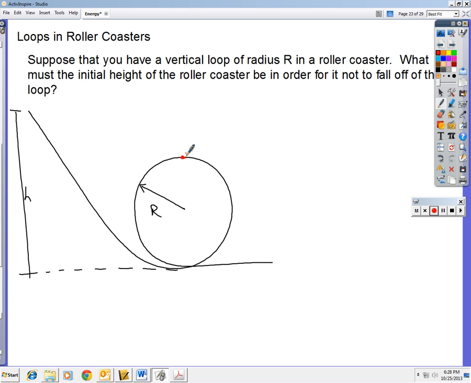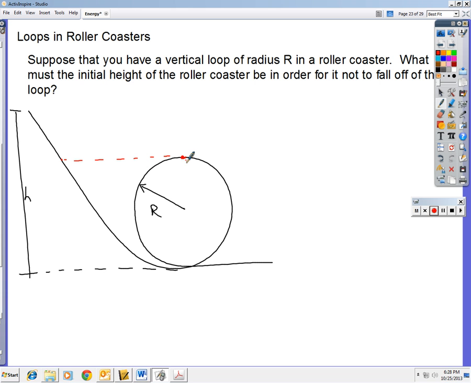Now you might think that it would be sufficient for the cart to start there because, after all, it needs to do is get up past that point. But that's not true, because there's a certain minimum velocity that the roller coaster has to have at the top of the loop in order to avoid falling off. To find that minimum velocity, we have to use dynamics.